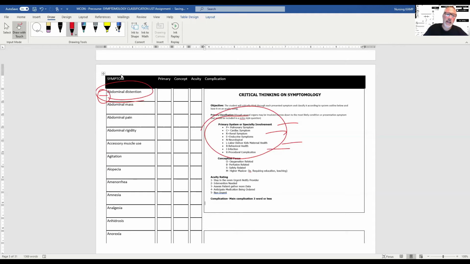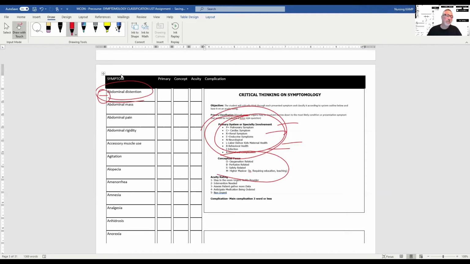So that's the first thing, right? So abdominal distension, you need to identify what the primary system or specialty involvement is. Okay, so then concept. Is abdominal distension oxygen related? All right. Well, it depends on the condition, right? So if it's liver disease, yes, they're going to have ascites. They're not going to be able to breathe as well. So there'll be a problem with oxygen there. So therefore, they would need to be taught to turn, cough, deep breathe. All right. How about perfusion? Not necessarily. Is it safety related?